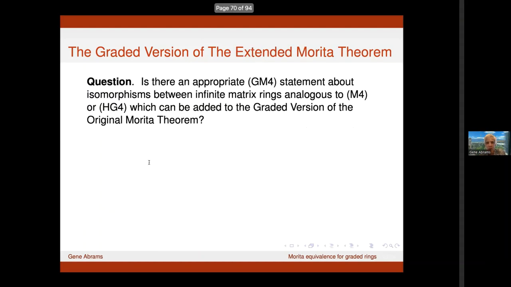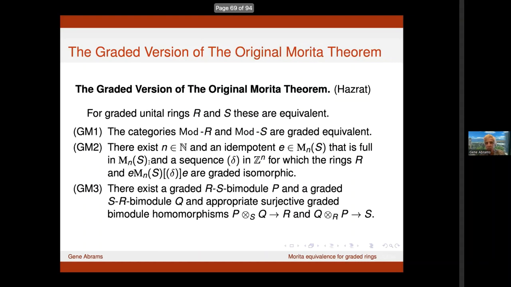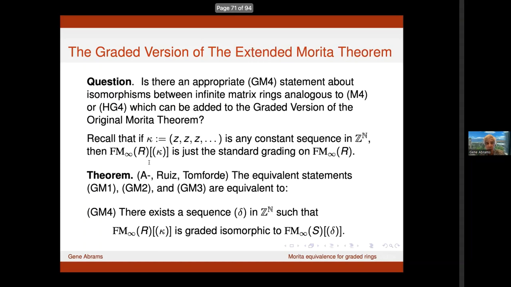So this was already known. And the question is, can we add a fourth statement that's analogous to the isomorphism between the FMs that would be equivalent to the graded version, not the homogeneous graded version, but the graded version? And the answer is, yeah, you can do that. Essentially, if you allow me to tweak the grading on the FMs in an appropriate way, then you get the appropriate GM. And we're able to do that. You use Ruse-Behazrat's ideas and essentially it plays out relatively well in the infinite matrices.